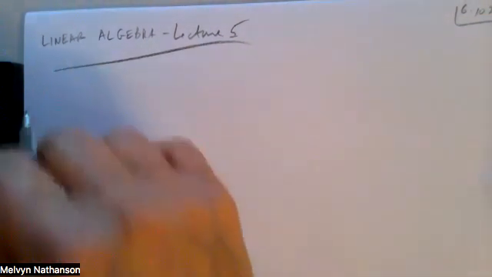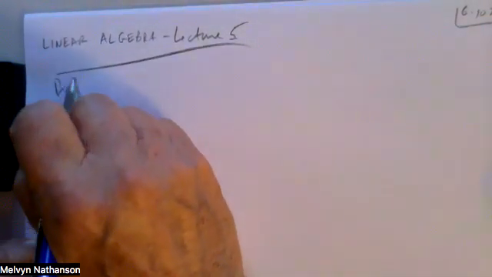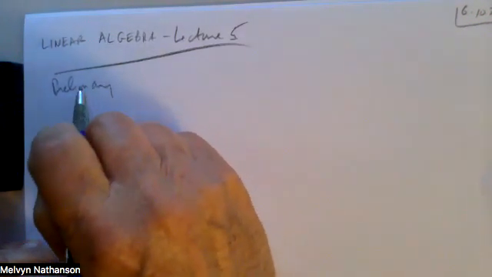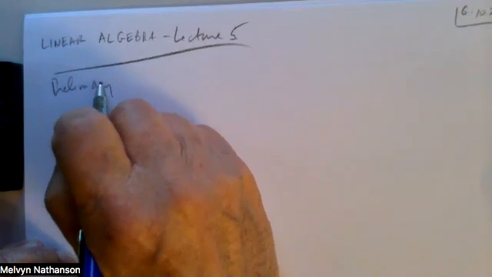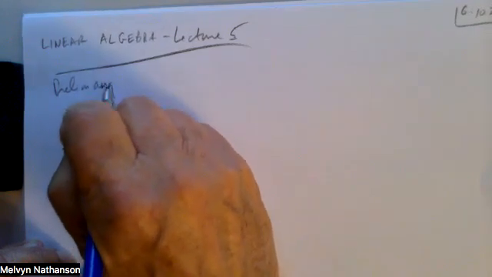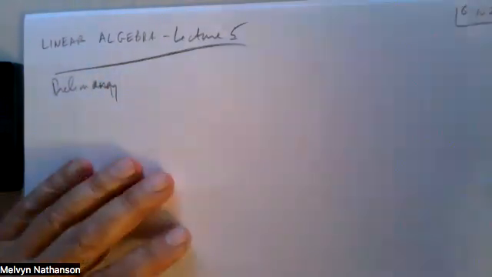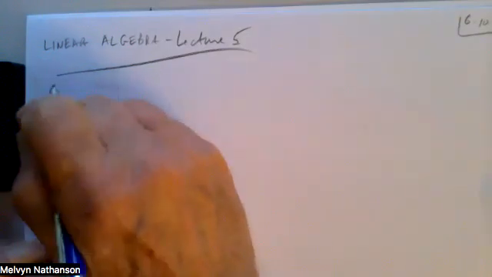This is linear algebra, lecture 5, and we finished the preliminary part of the course. Preliminary. Let me spell it right. So this is sort of the warm-up.